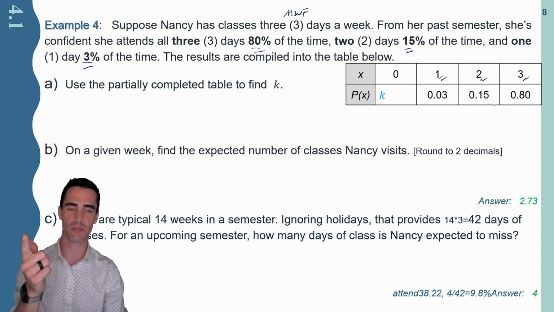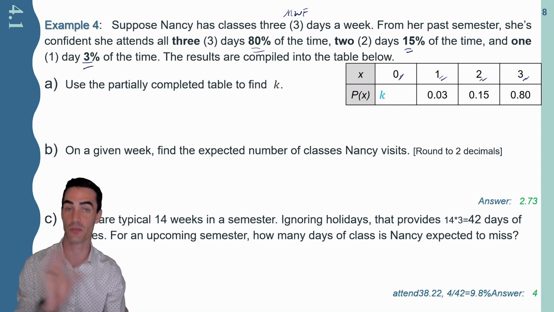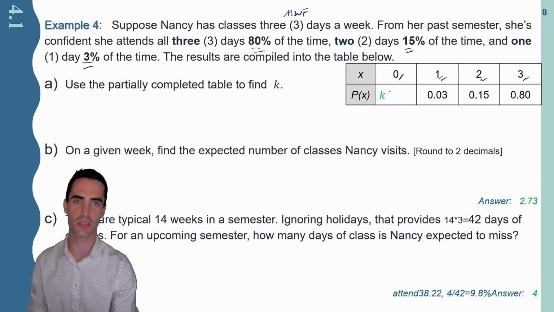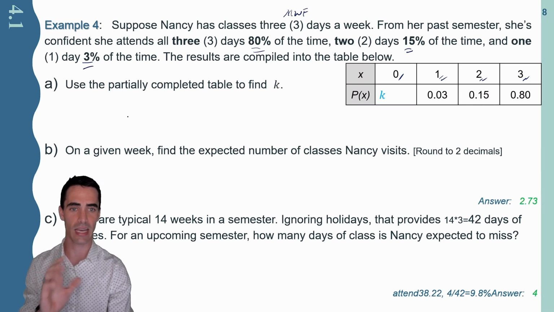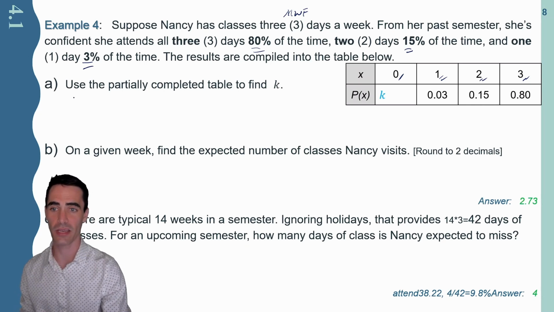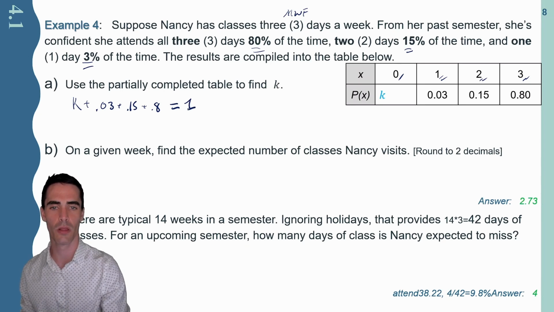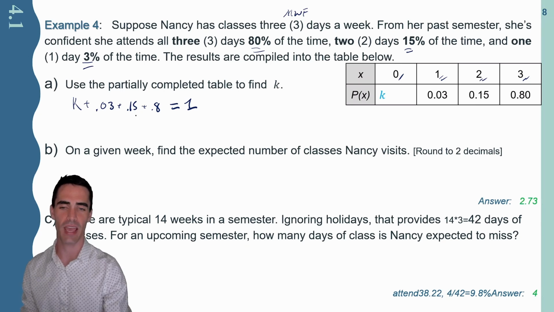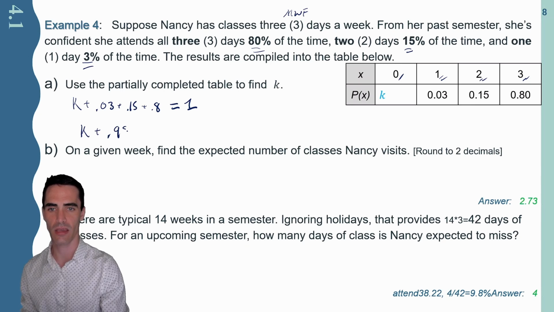But the problem is, if we read up top, the question never states what's the probability that she attends 0 days, that she misses the whole week. We can actually figure that out using this table. If you'll recall, all these probabilities have to add up to 1. And so to find k, I just need to find out that missing chunk. I can write here that k plus 0.03 plus 0.15, that's 15%, plus 0.8, 80%, it should equal 1 or 100%. If I add up my miscellaneous probabilities, I'll end up with k plus 0.98 is equal to 1.